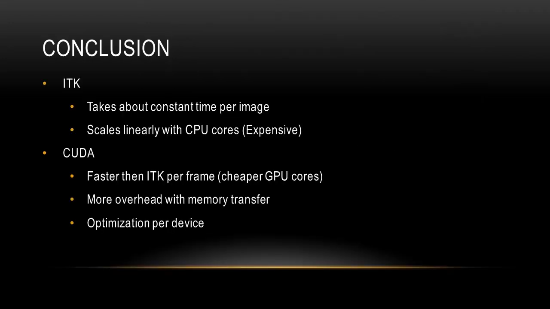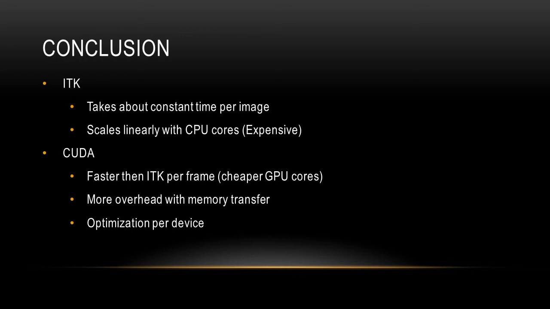And here you can see an example of what I was getting from my filters. So in conclusion, ITK takes about constant time per image per thread and scales quite linearly per CPU. However, CPUs are quite expensive. The Xeon processors in the computers that I'm using are about $2,000 per chip, so for $4,000 we were able to get a linear speed up of 15.